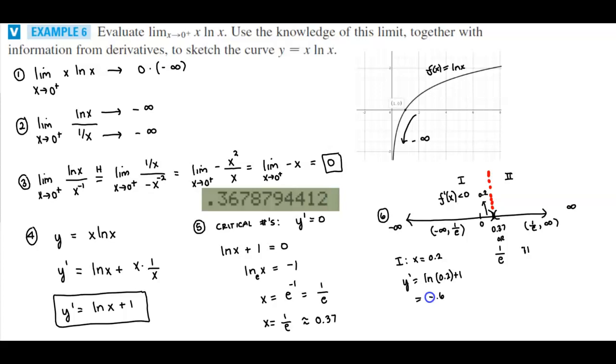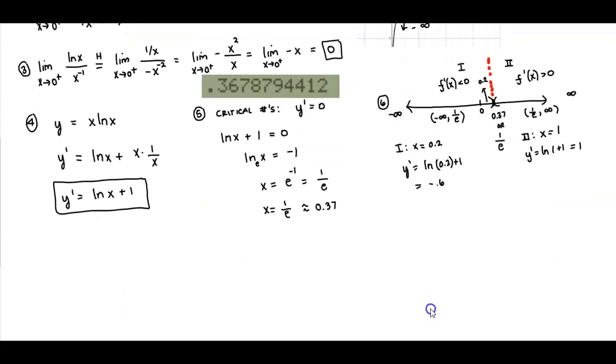And then if we take a look at region number 2 and let x equal 1, so we get y prime is equal to the natural log of 1 plus 1, well, that's going to give us positive 1. So that means that we know that derivative is going to be greater than 0 in region number 2. So let's go ahead and list all the information that we have from here.